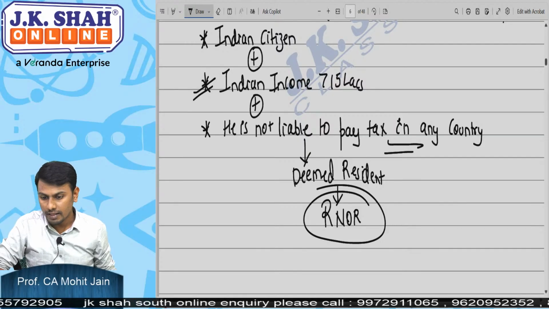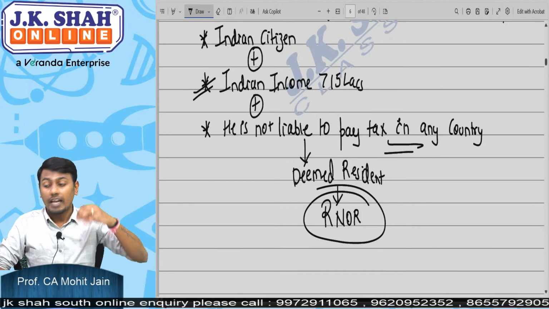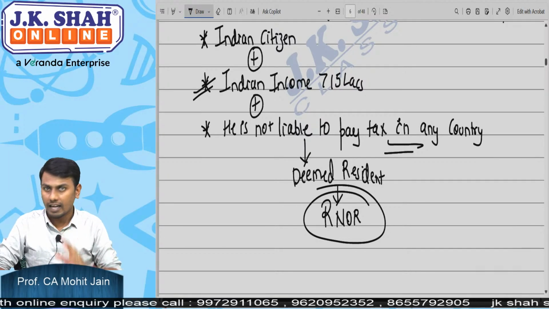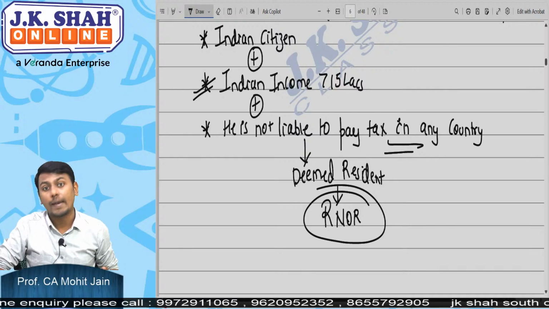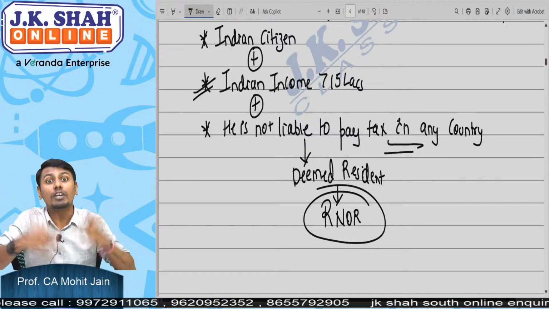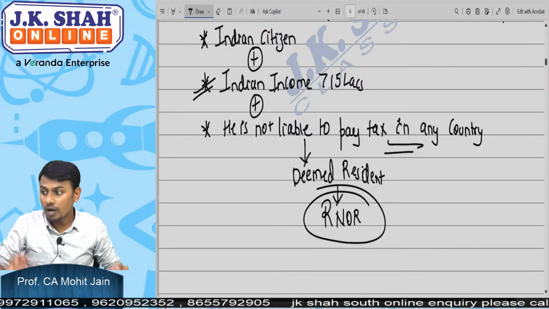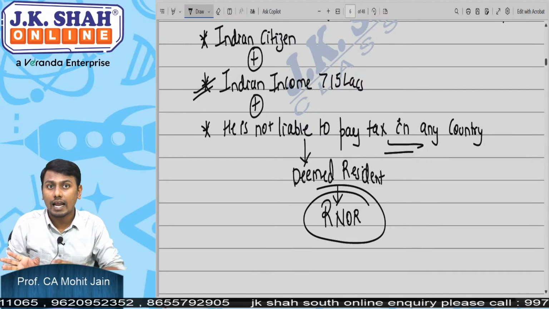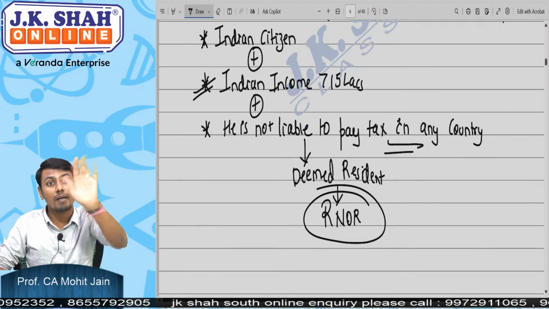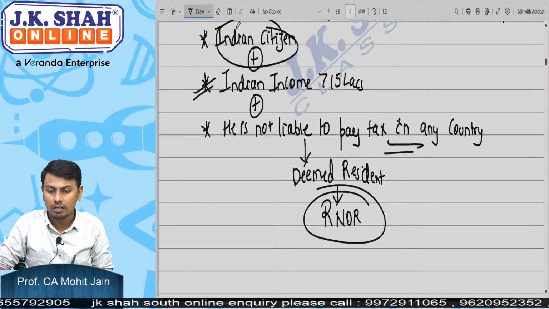Sir, can you explain 'not liable to pay tax in any country'? Let us say I was an Indian citizen. In India, my income was 20-30 lakhs. But now I am settled in Cayman Island, where there is zero income tax. So neither am I liable to pay tax in India, nor in Cayman Island. Now will I become a resident of India? Yes.